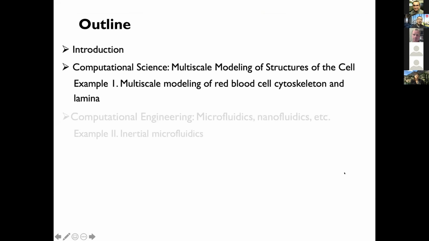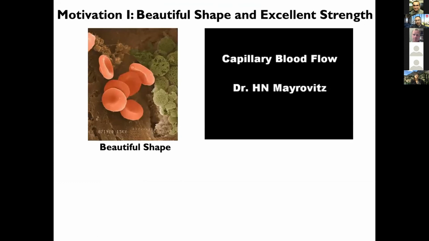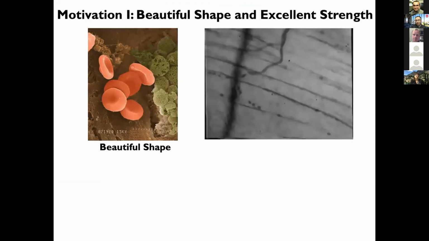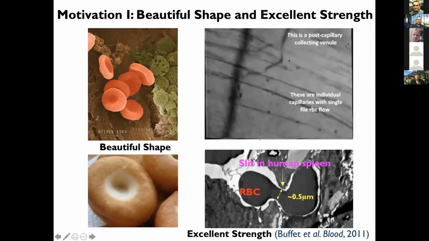So let me briefly describe two examples. The first example is we study red blood cells a lot. This is a red blood cell. It has a beautiful shape. When it has body, it's like a bullet, also highway traffic. So it's not only beautiful like a donut, I always say, but it's also very strong. It can pass through very small pores in the spleen in our body.